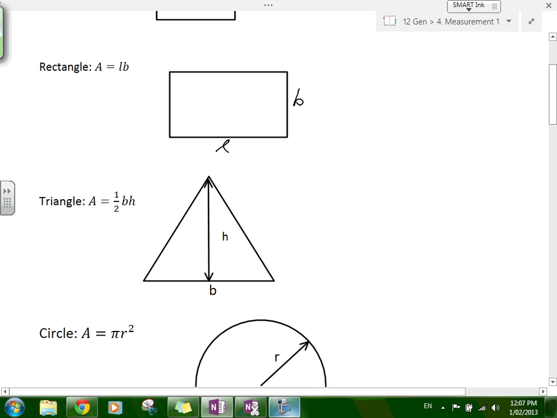Okay? Now, triangle, A is half of the base times the height. Anyway, you can write it, it's also written as A equals BH over 2. So that's important, it's the perpendicular height, okay? It's a right angle.